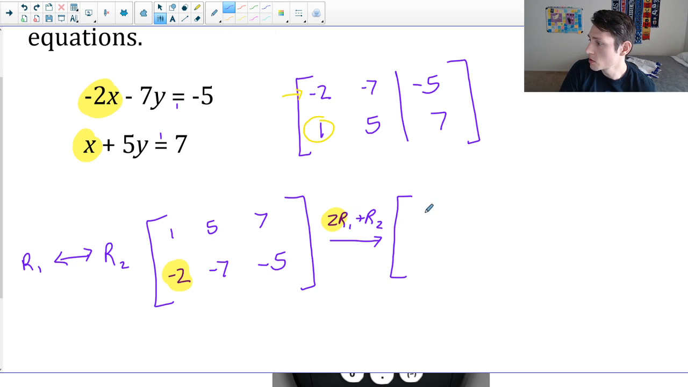Okay, so the first row will stay the same: 1, 5, 7. All right, 2 times row 1 plus row 2. So 1 times 2 is 2. 2 plus -2 is 0. 5 times 2 is 10. 10 plus -7 is 3. 7 times 2 is 14. 14 plus -5 is 9.